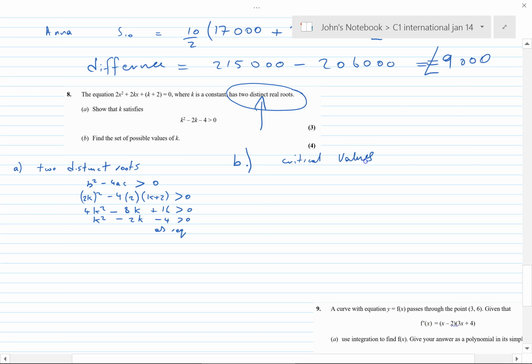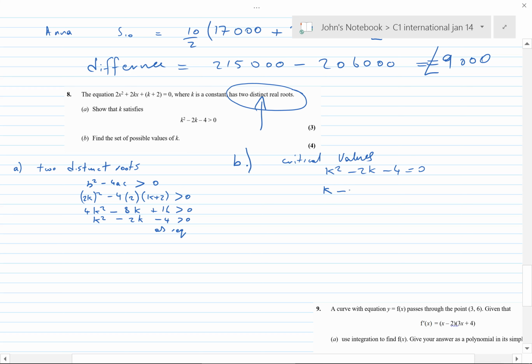And to solve that, we just solve the equation where it's equal to 0. So almost ignore the inequality and work out the critical values first, and then deal with the inequality afterwards. So I'm going to complete the square here.